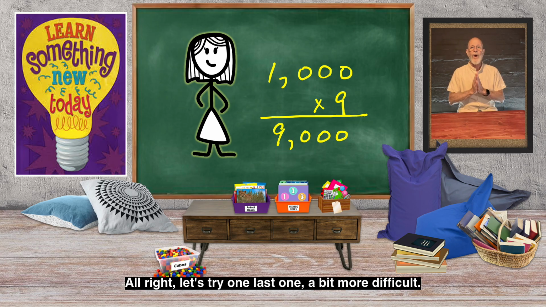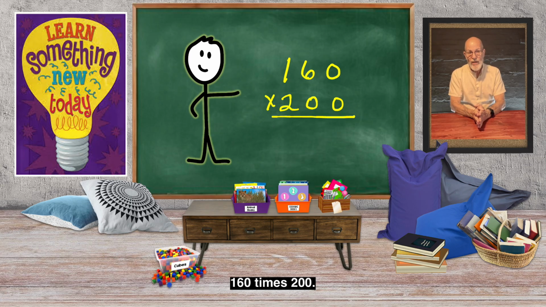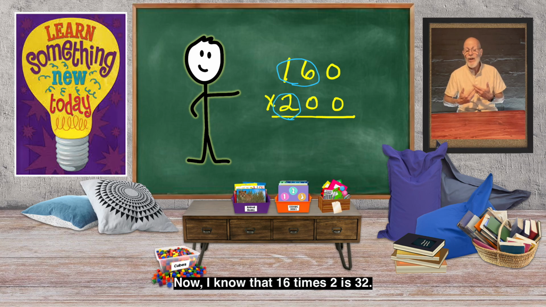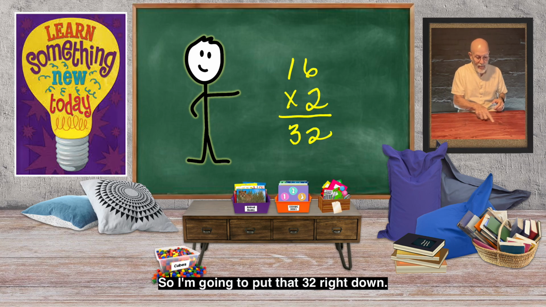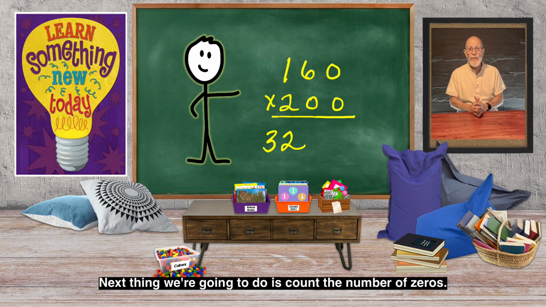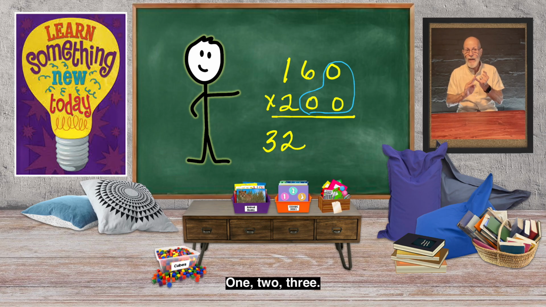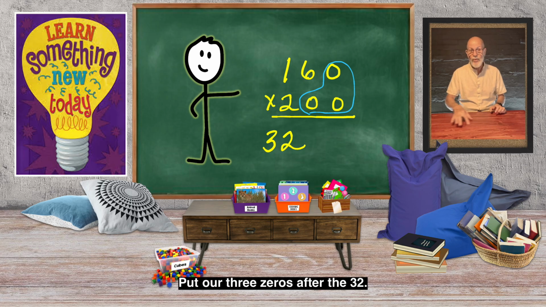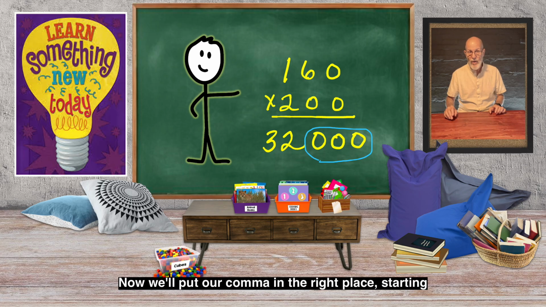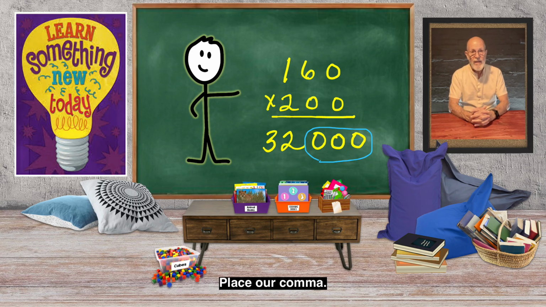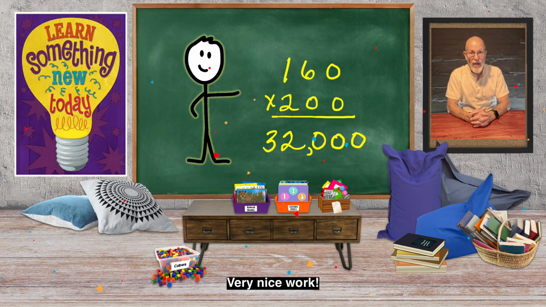All right, let's try one last one, a little bit more difficult. 160 times 200. All right, non-zero numerals. We have 16 times 2. Now, I know that 16 times 2 is 32, so I'm going to put that 32 right down. Next thing we're going to do is count the number of zeros. 1, 2, 3. Put our 3 zeros after the 32. Now we'll put our comma in the right place. Starting from the right, count 1, 2, 3 places, place our comma. Our answer is 32,000. Very nice work.